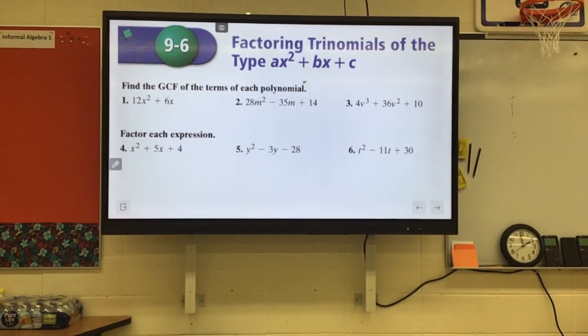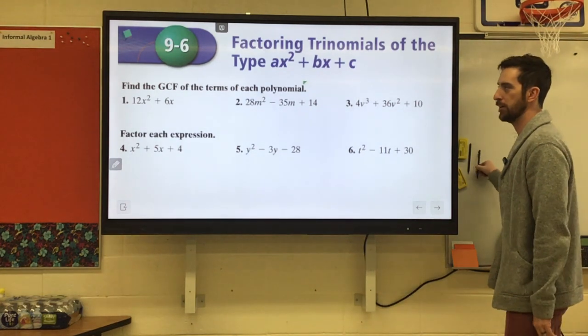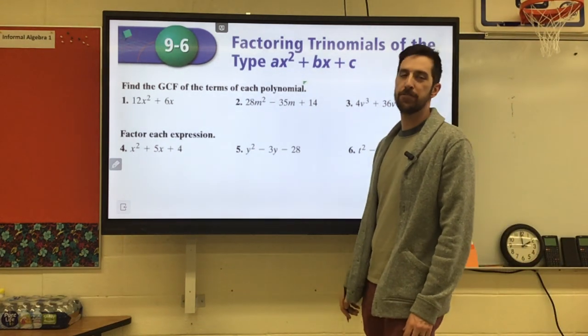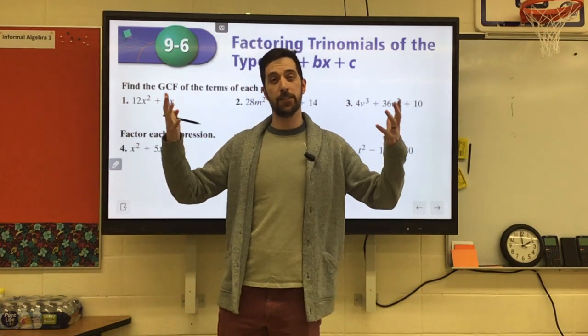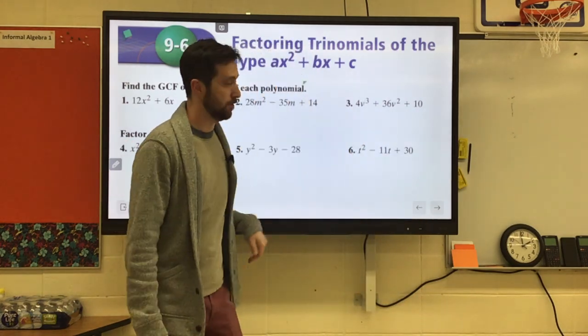Today is a nice fun challenge. Find the greatest common factor of the terms of each polynomial. Greatest common factor, again, is the largest thing that goes into each of these terms.